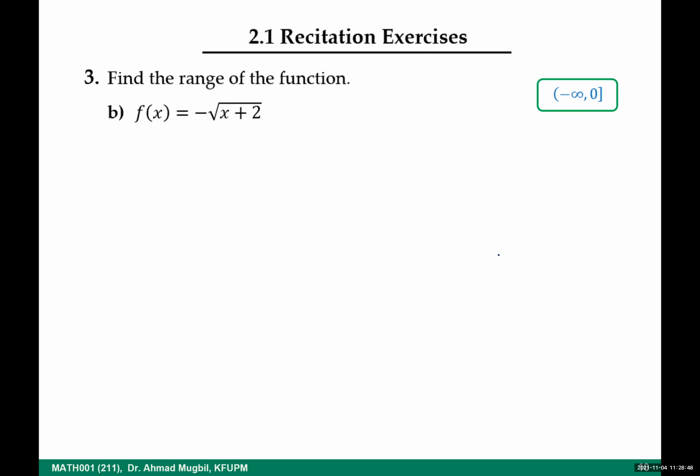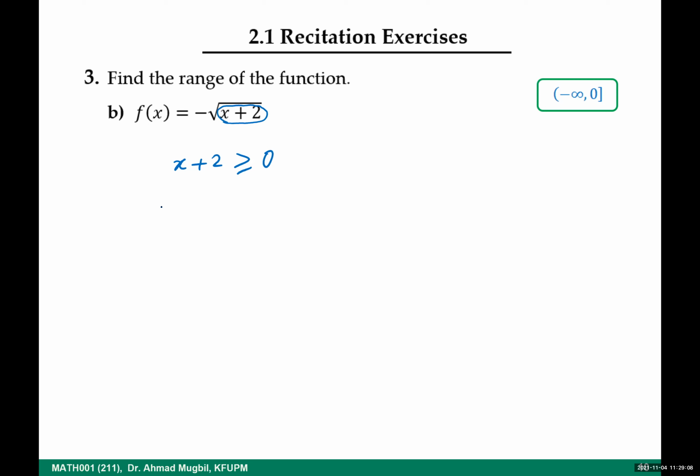So how can we solve it without sketching the graph? We will start from the domain. Of course, the domain here is x plus 2 greater than or equal to 0. Is that right? No, I'm talking about the domain now. What is inside the square root is greater than or equal to 0, of course.